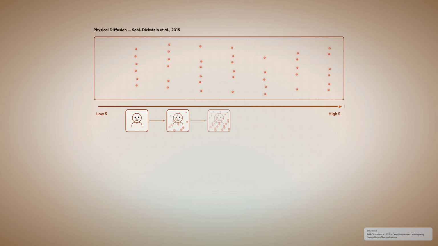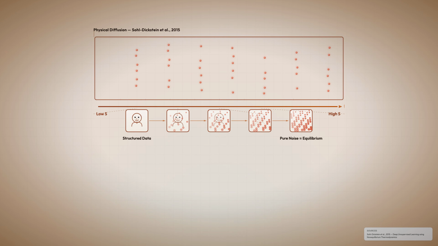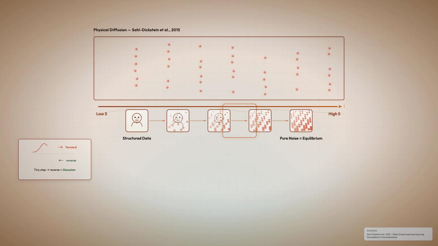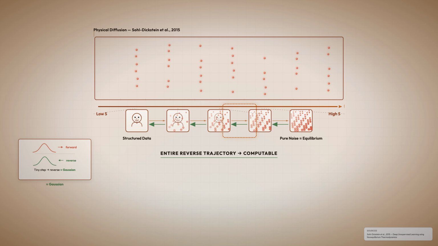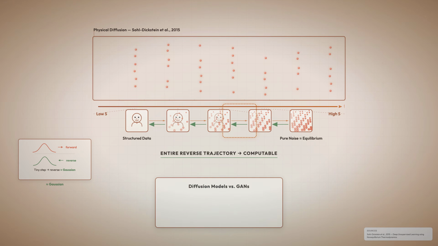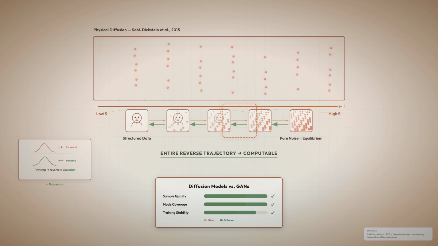The forward noising process mirrors this. Structured images dissolve into noise. But non-equilibrium thermodynamics provides the key guarantee. Know the forward diffusion trajectory, and the time reversal becomes computable. A neural network learns that reversal, reconstructing structure from entropy. This framework, learning to reverse a noise trajectory, surpassed GANs on every major benchmark. Better sample quality, better mode coverage, more stable training.